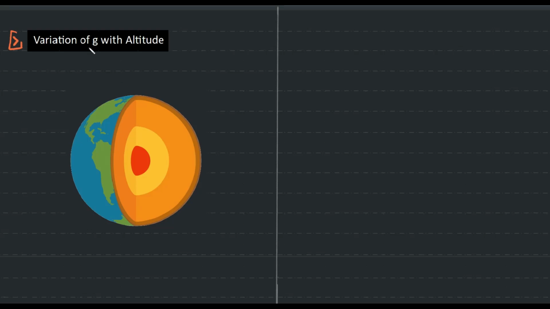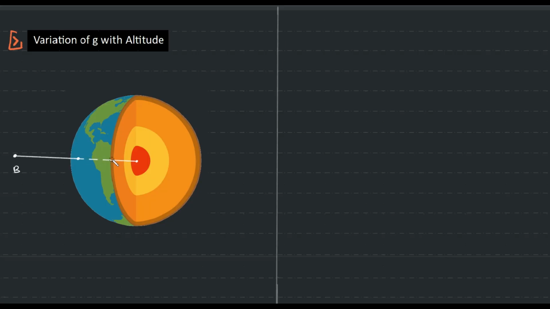We're looking at variation of acceleration due to gravity with altitude. So this being the center of the Earth, this being on the surface of the Earth, if I happen to take a certain distance, say over here, point B. So what is the acceleration due to gravity at point B is what we are trying to understand.